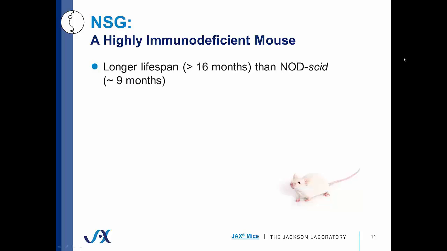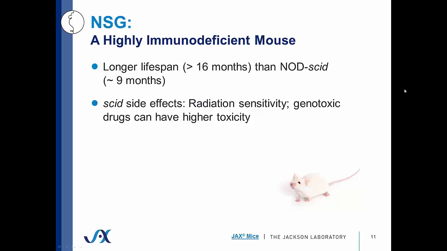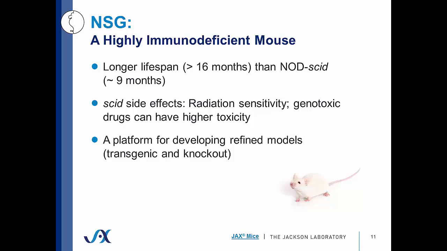So some important features of the strain are that it has a longer lifespan than NOD/SCID mice. NSG mice can live as long as 16 months as compared to their NOD/SCID counterparts that typically develop thymic lymphomas and die at about 9 months. The SCID mutation also has some side effects. So in addition to inhibiting VDJ recombination, the SCID mutation globally affects DNA repair, so that any treatment that damages DNA, including radiation and genotoxic drugs, will require lower doses due to increased sensitivity. And finally, NSG mice can be used as a platform for creating more refined models, including transgenics and knockouts, and I'll show you some examples of this at the end of our presentation today.